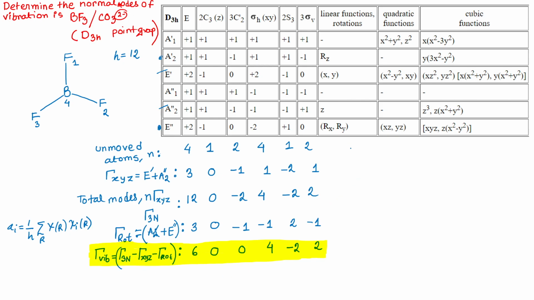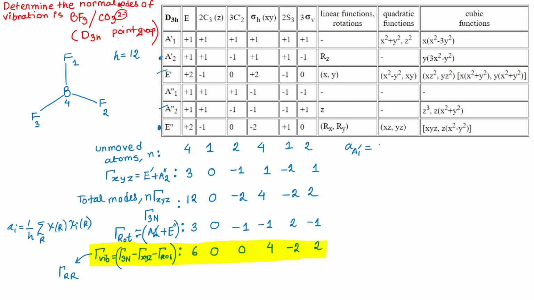Anyway, let us see how many times A1 dash is there in this reducible representation. So this is your gamma reducible representation. Okay. So now we have found out the number of unmoved atoms, and from there we understood that they are only going to give you the characters, right? And from them we have subtracted the modes coming from translation and rotation, and upon deconvoluting that we are going to get the normal modes of vibration.